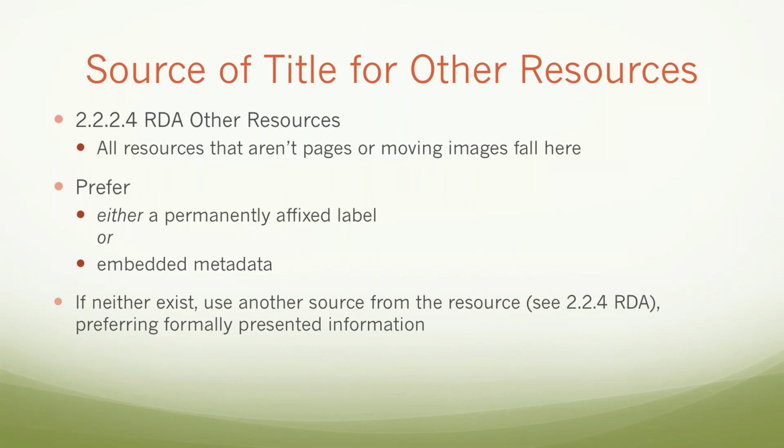So a source of title for other resources, if it's not pages, sheets, cards, or leaves, then it's something else. And for anything else like that, particularly two-dimensional still images, you are probably going to need either the permanently affixed label or some other source that is part of that resource for your source of title and other information. Or if it's digital and there isn't any identifying information that you can see visually, then you would look at your embedded metadata and see if you can get any information out of that.